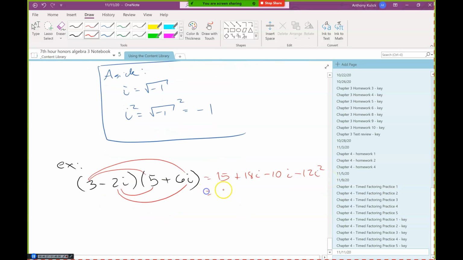Well, 18i minus 10i is just 8i. And we know that i squared is the same as -1. So -12 times -1 is +12. So I really have 27 plus 8i. We okay there?